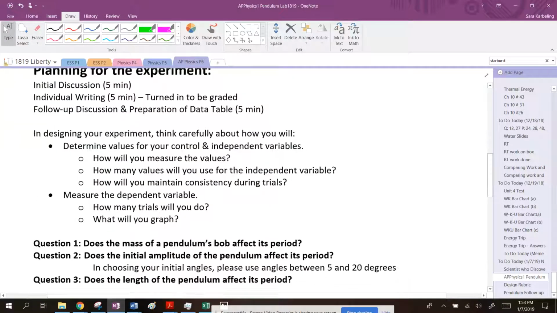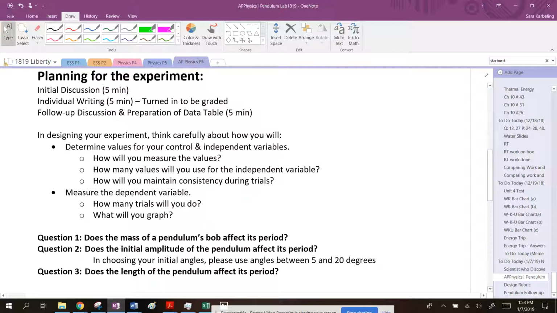You will be answering one of 3 questions, and I will tell you which question you're going to be in charge of in just a minute. Question 1 is, does the mass of the pendulum's bob affect its period? Question 2 is, does the initial amplitude of the pendulum affect its period? And question 3 is, does the length of the pendulum affect its period? Okay, so we're going to do this in a thoughtful way so that we can collect data without making you do every single question. Okay, you with me there? So what I would like for you to do, I'm going to explain this setup and then I will get you started here.